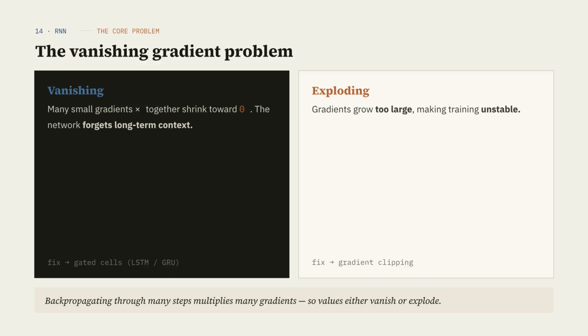When backpropagating through many steps, multiplying many small gradients shrinks them to 0, causing the model to forget long-term context. If gradients are large, they explode. We use gradient clipping to contain explosions and specialized cells to solve vanishing.